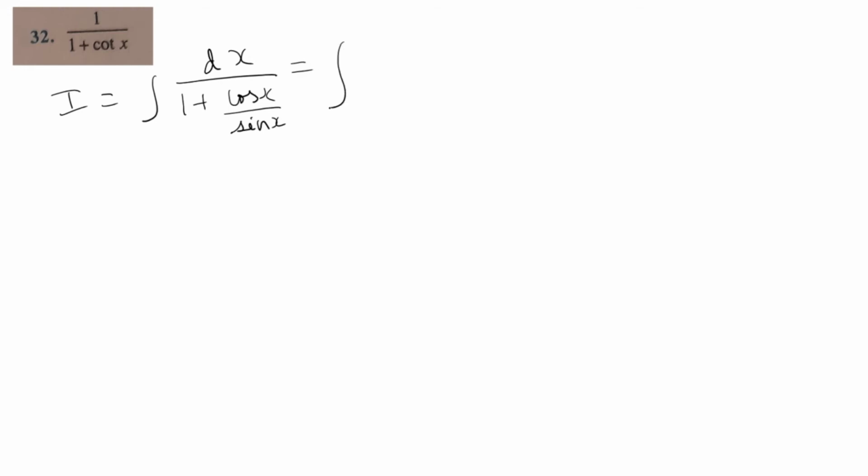The next question is 1 by 1 plus cot x. So let us take I is equal to integral dx by 1 plus cot x. I am writing cot x as cos x by sin x. We can simplify this. On simplification, this becomes integral sin x by sin x plus cos x dx.